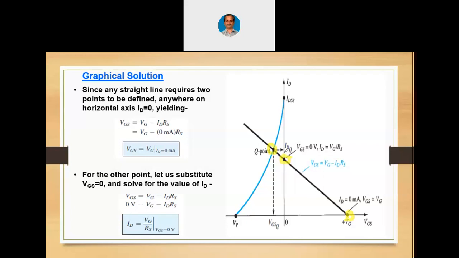After plotting the transfer curve, you will have to draw the straight line. Then wherever the straight line cuts the transfer curve, that is the Q point. This you will have to work out on your own. In the test also we will be asking this, and even in the exam also we will be asking this.